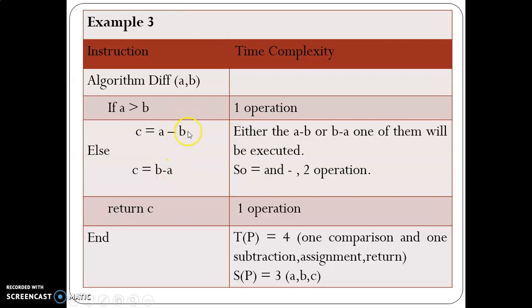Now out of these 2 steps, either A minus B or B minus A will be performed. In both the cases, only one of them will get executed. So there are 1 and 2 operations, and here also 1 and 2 operations. So for all this code, only 2 operations will get executed. So 2. And then the return operation, so 1 operation. So a total of 4 operations are there: 1 comparison, 1 subtraction, 1 assignment, and 1 return statement. And coming to the space complexity, there are 3 variables involved, so the space complexity is 3.